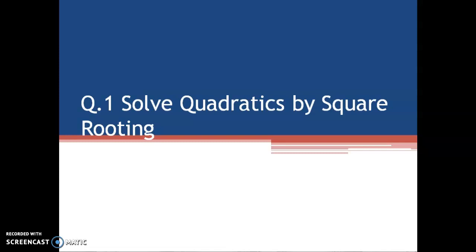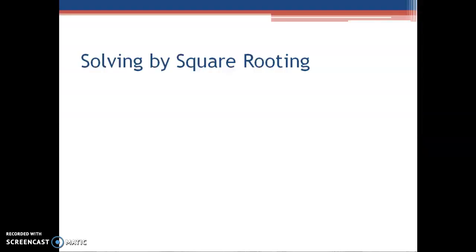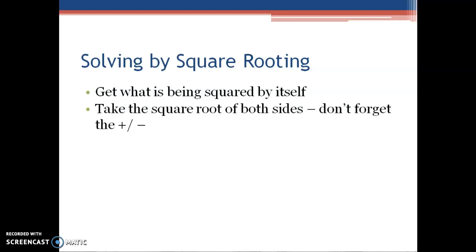For today's lesson, we're going to be talking about how to solve quadratics by square rooting. So when you're solving by square rooting, you want to first start off by getting what is being squared by itself. And then once you've done that, then you'll want to take the square root of both sides.